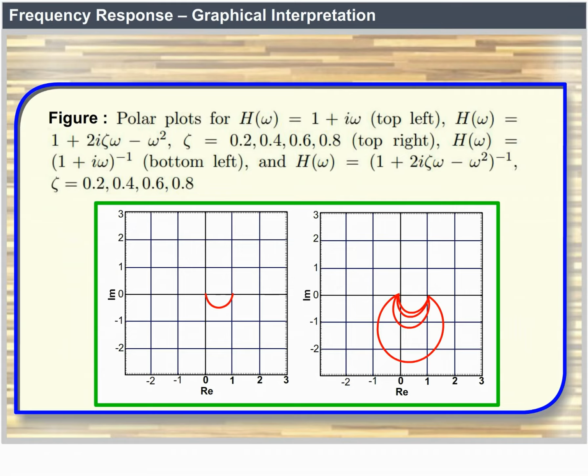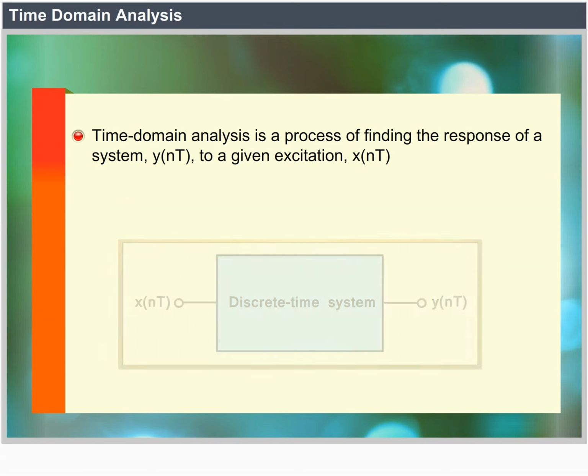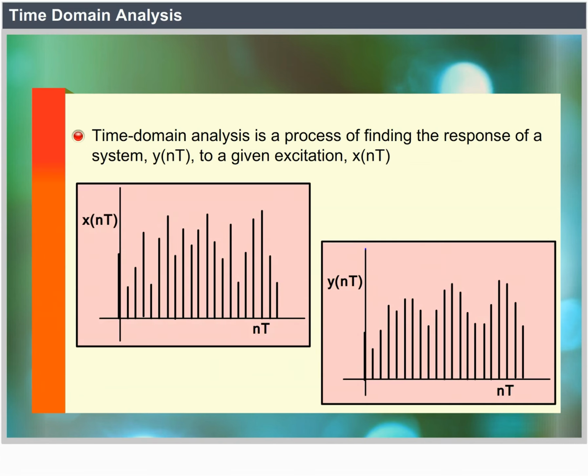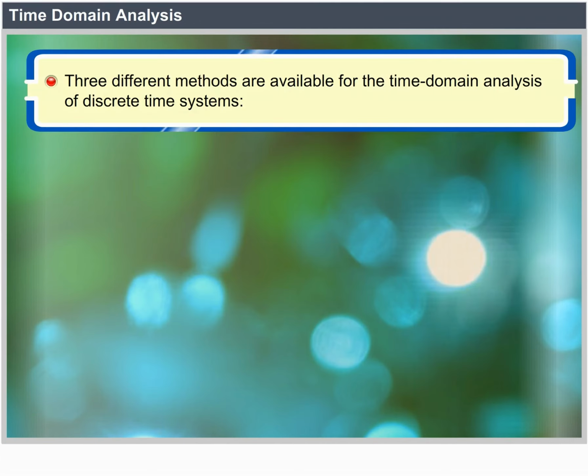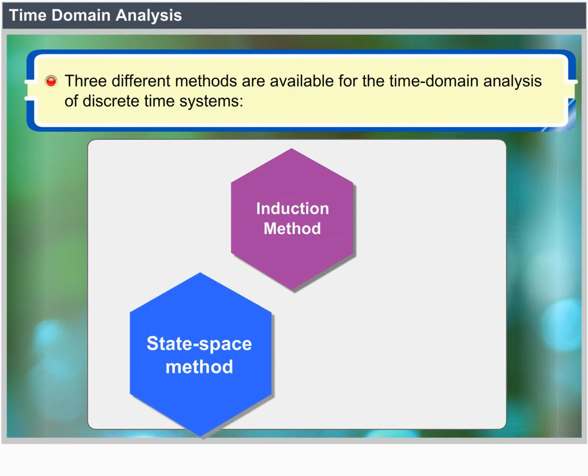Time domain analysis. Time domain analysis is a process of finding the response of a system y[n] to a given excitation x[n]. The graphical representation is also shown below, where x[n] and y[n] are held in the y-axis and not in the x-axis. Three different methods are available for the time domain analysis of discrete time systems: the induction method, the state space method, and the Z transform method.